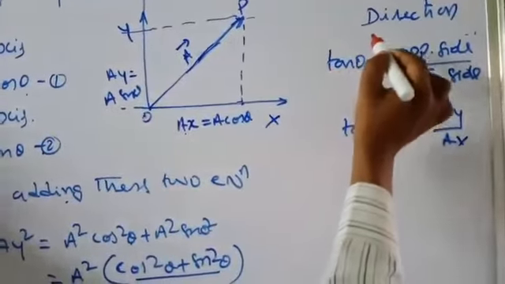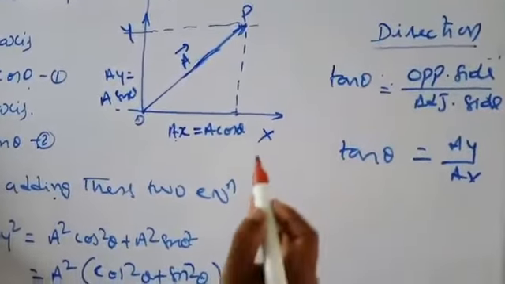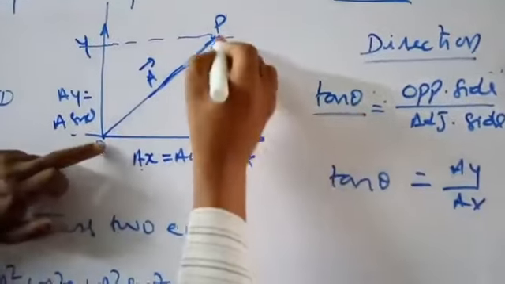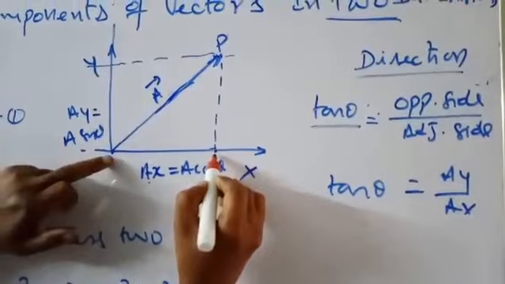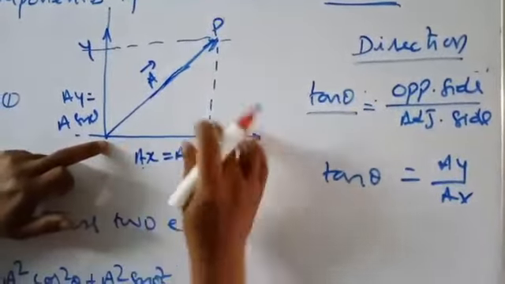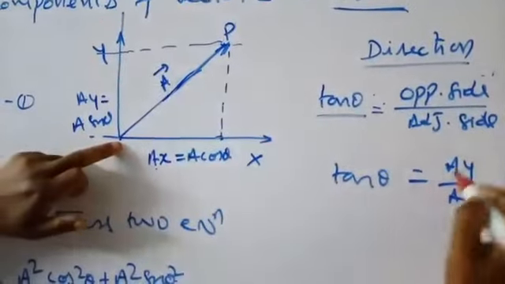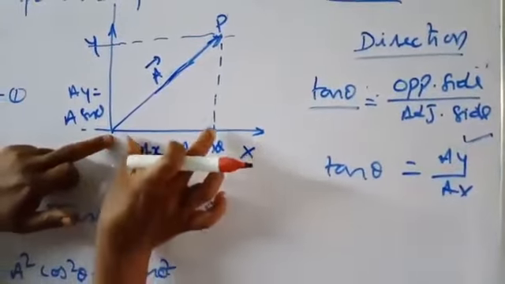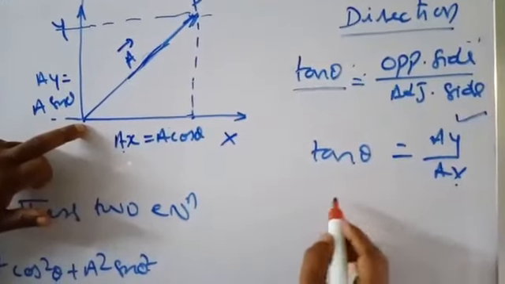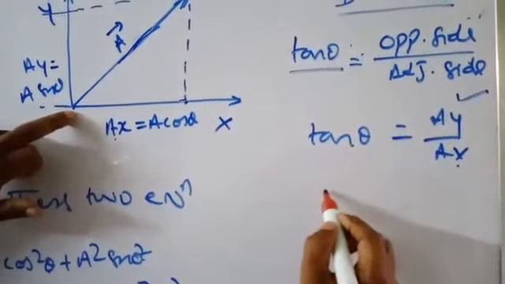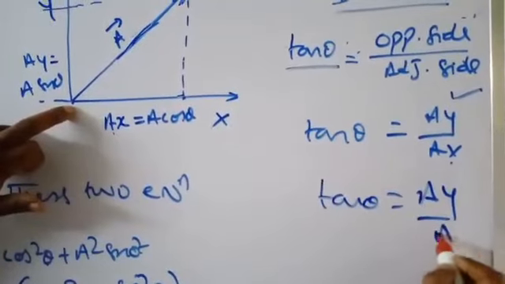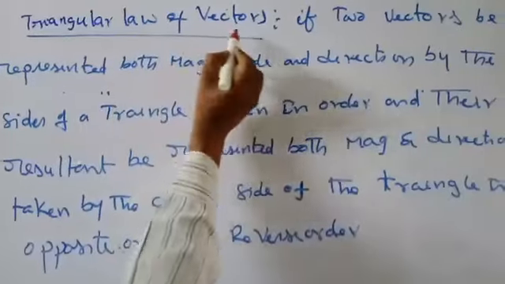Then find out the direction of this vector. For the direction, tan theta is equal to opposite side by adjacent side. What is the opposite side? AY. This is the AY. What is the adjacent side? This, so that is AX. The direction may be taken as tan theta is equal to AY by AX.